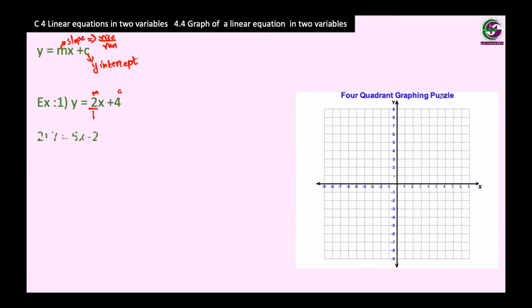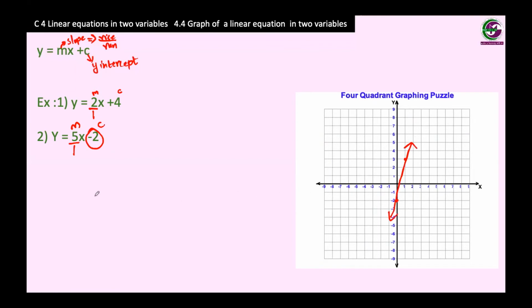Let us see the second example. Y is equal to 5x minus 2. So C is minus 2 and M is 5. 5 can be written as 5 over 1. So we will start on the y-axis at negative 2. So this is the first point. Then see what is the fraction. 5 steps up and 1 step forward. 1, 2, 3, 4, 5 steps up and 1 step forward. So that is your second line.